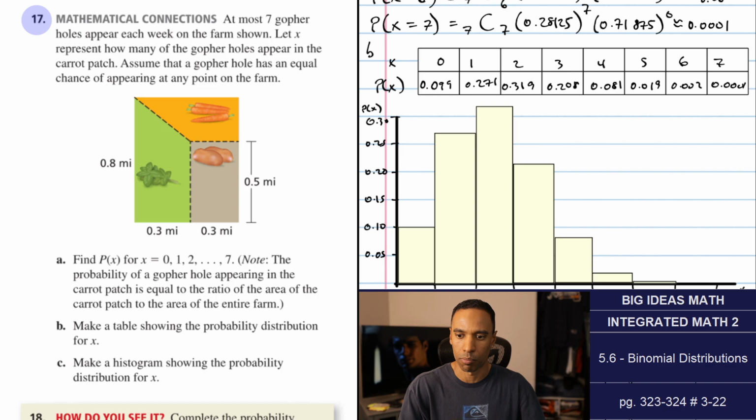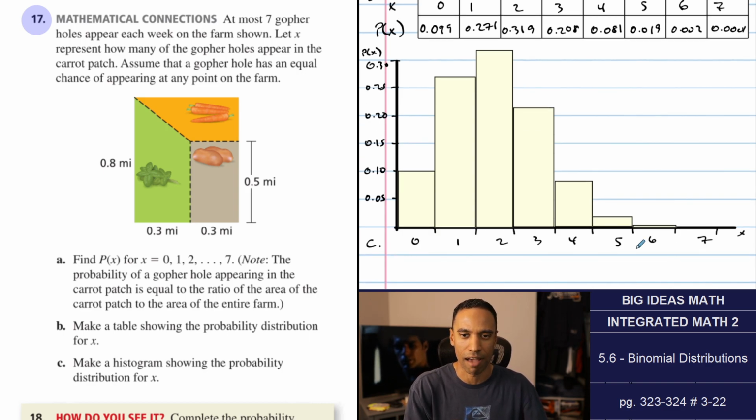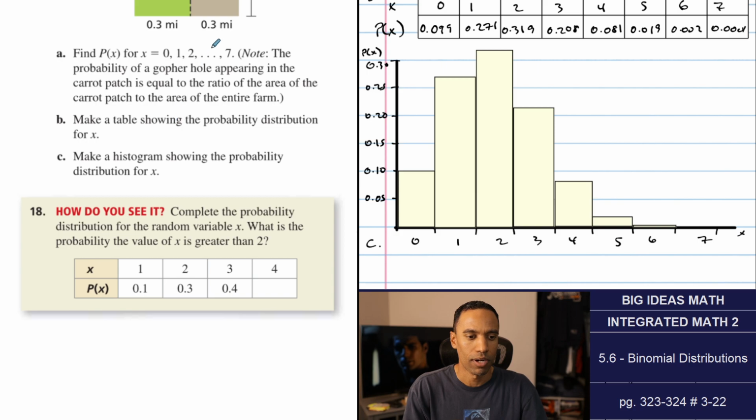I think those were the only parts, so we're not being asked to interpret anything after. So just kind of laying it out as we see it. All right, there it is. That's it for that problem. Let's keep moving forward. Let's look at number 18.